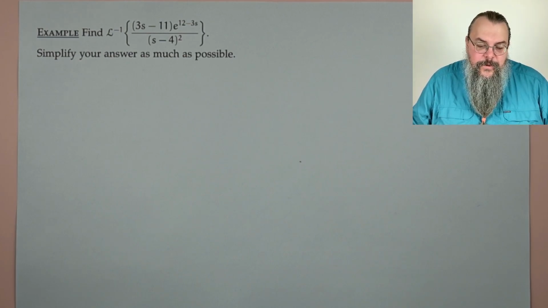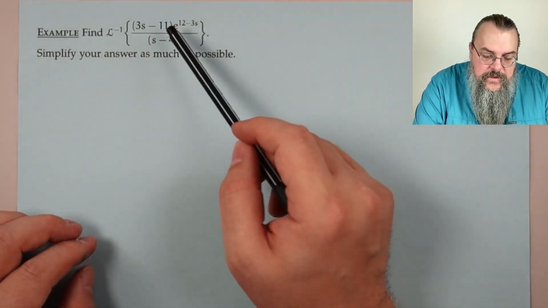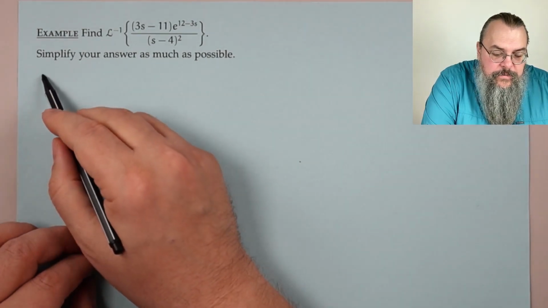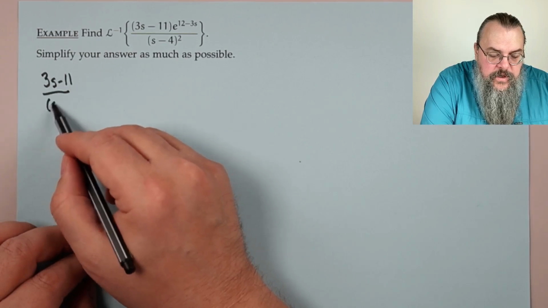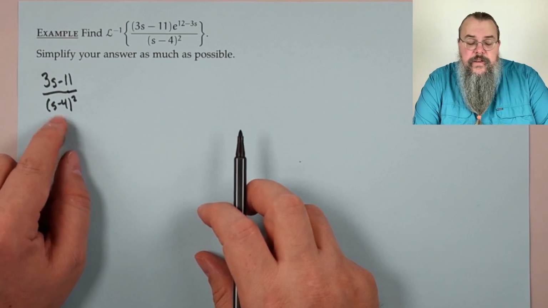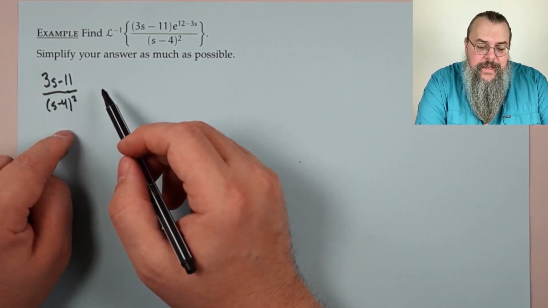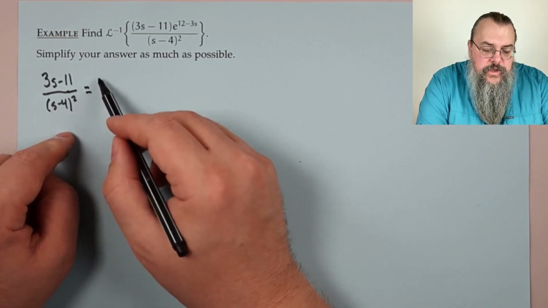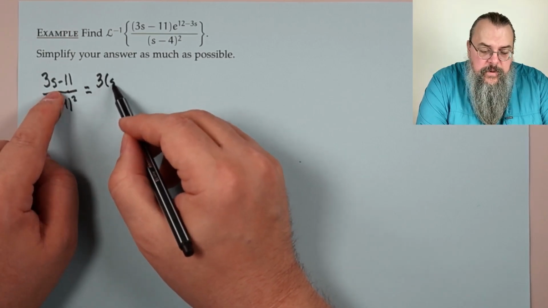Okay, so what can we do? Well, let's first think about this 3s minus 11 over s minus 4 squared. Now we could do this by partial fractions, but since we just did some partial fractions work, I'll point out something here. When you have s minus a squared, you could say, well, can you make the top look like s minus a? So in this case, could you make the top look like s minus 4? Well, we can try. So that's not an s minus 4, so I'll make it an s minus 4.